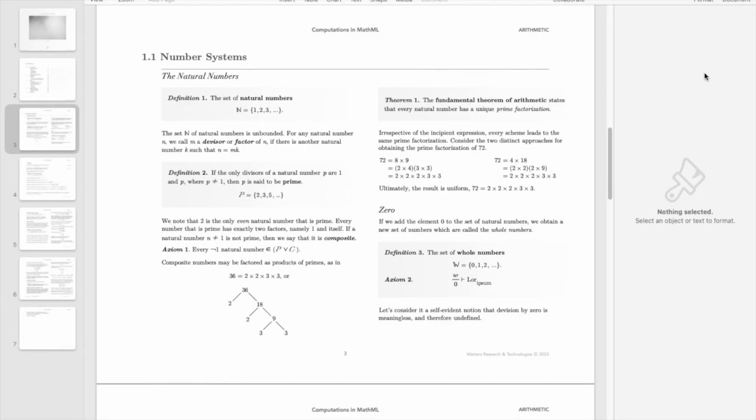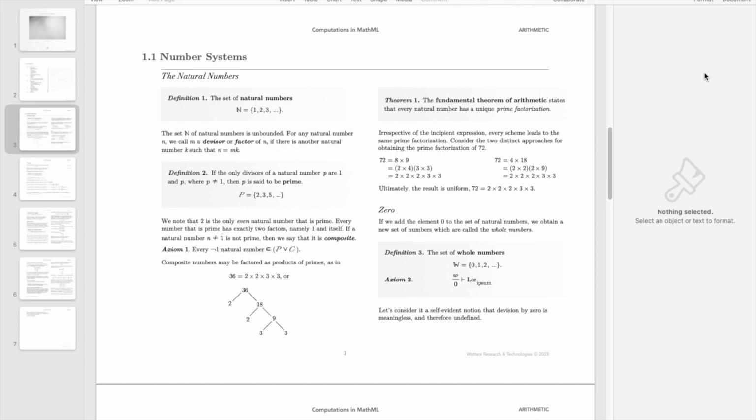Alright, so definition 2. If the only divisors of a natural number p are 1 and p, or p does not equal 1, then p is said to be prime. We give some examples of prime numbers: 2, 3, 5, 7, 11, 13, etc. Familiar prime numbers. We note that 2 is the only even natural number that is prime.